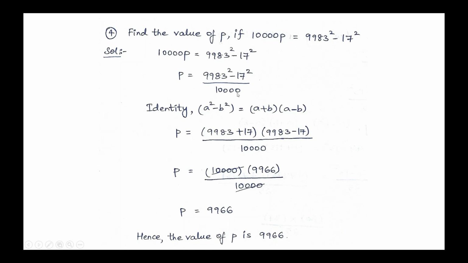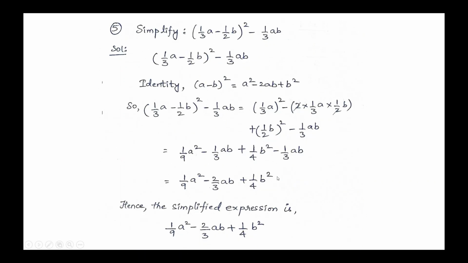In the numerator part of the given expression, we can see that it's in the form of a² − b². We know the identity a² − b² is equal to (a + b)(a − b). So p is equal to (9983 + 17)(9983 − 17)/10,000. p is equal to 10,000 × 9966/10,000. We cross out 10,000 in the numerator and denominator. So p is equal to 9966. Hence the value of p is 9966.